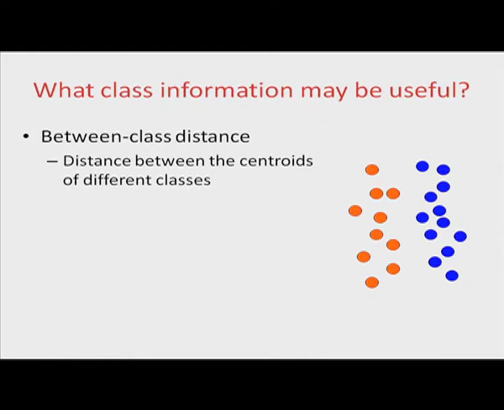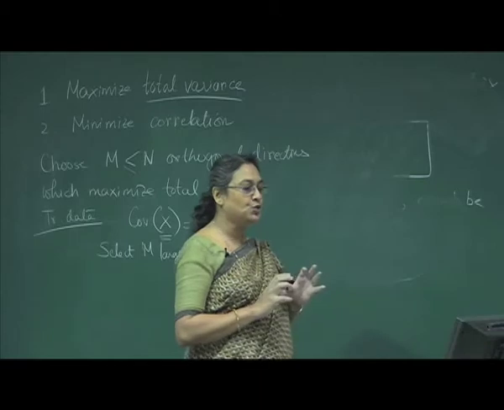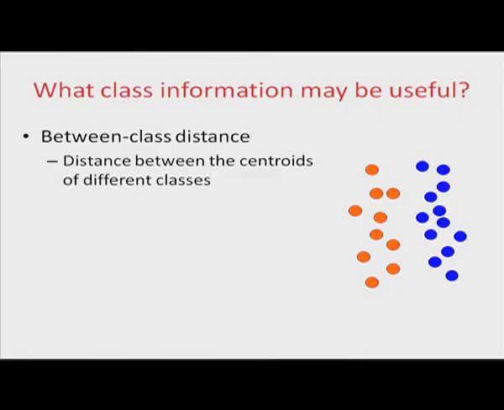Now, in order to achieve this, we have to see what is the information that we will use. First of all, we want to separate the classes, so we want to maximize between class distance. For this, given the points, we take the centroid of the orange points and the centroid of the blue points, and these two should be far away. So we want the between class distance to be high. This is the centroid of these points, this is the centroid of these points, and we want the distance between them to be high.